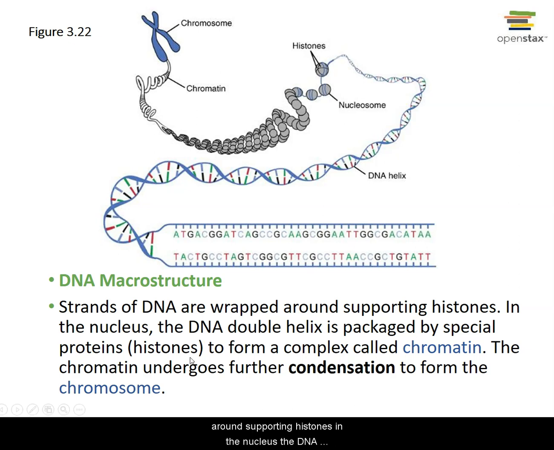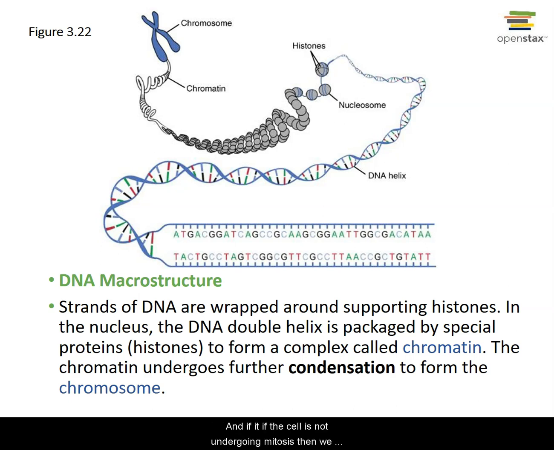The strands of DNA are wrapped around supporting histones. In the nucleus, the DNA double helix is packed by special proteins called histones to form the complex called chromatin, and these are decondensed. The chromatin undergoes further condensing to form a chromosome. So when it's all stretched out in the nucleus and not normally visible with our compound microscope, it's called chromatin.